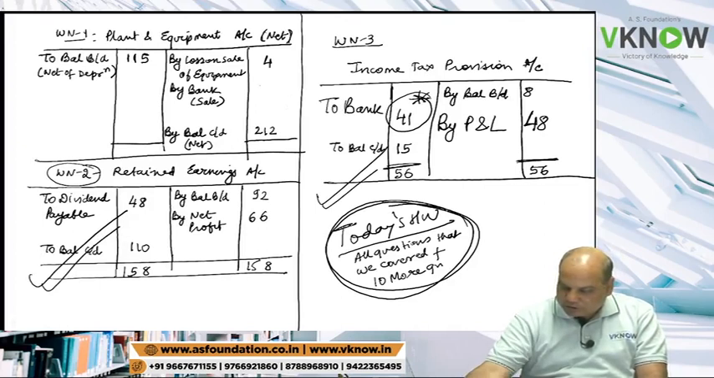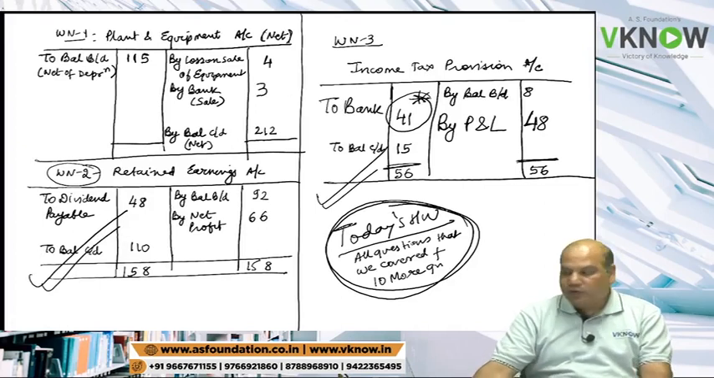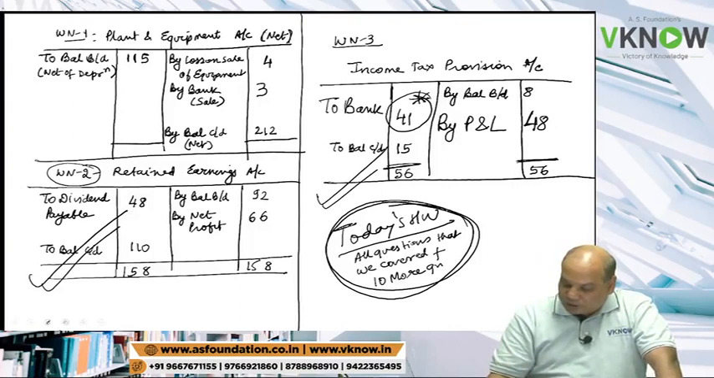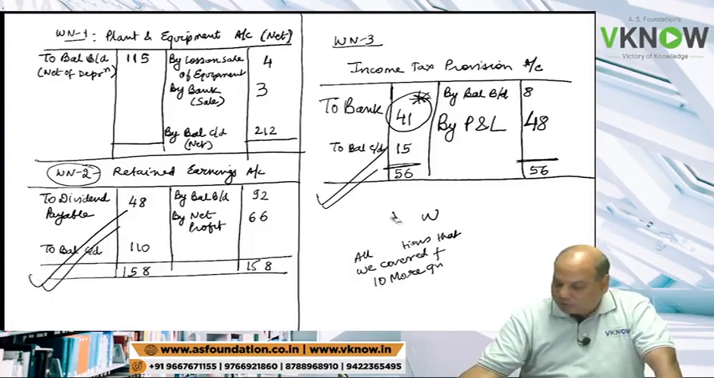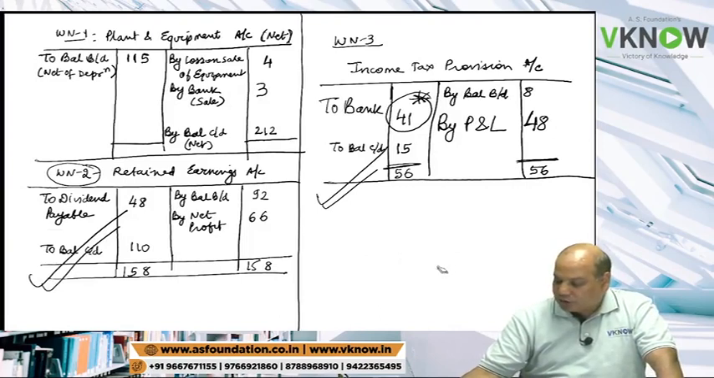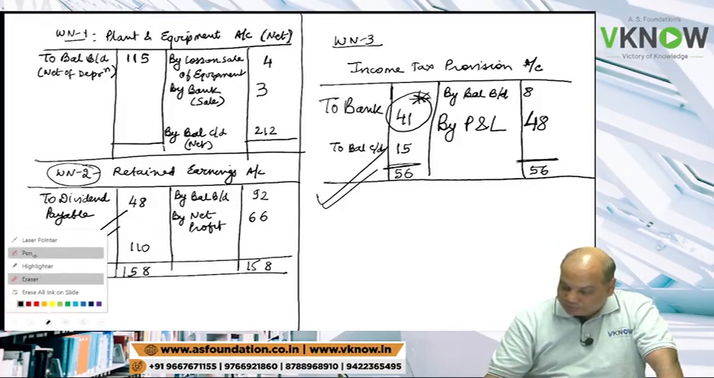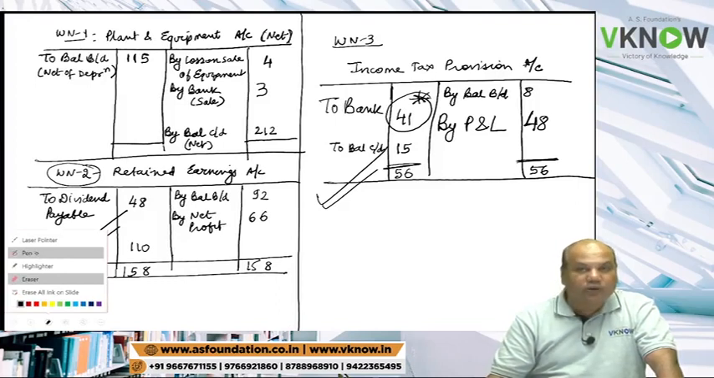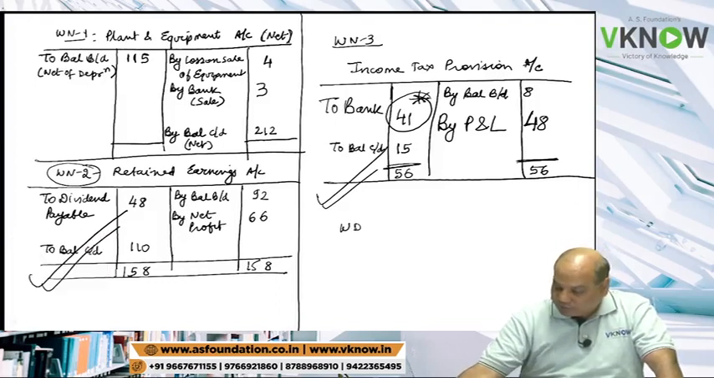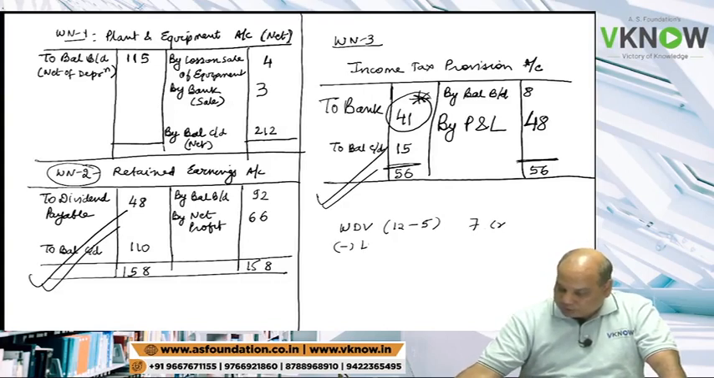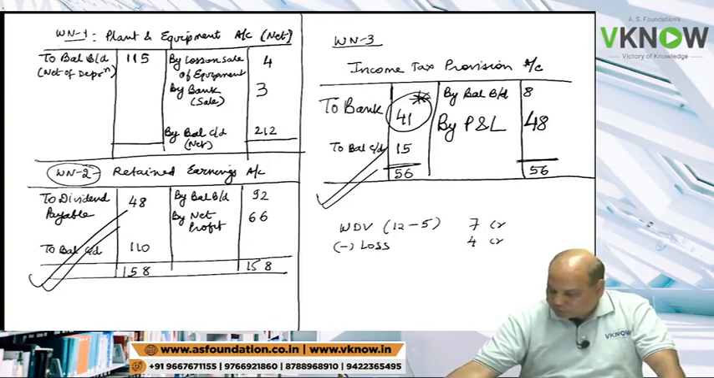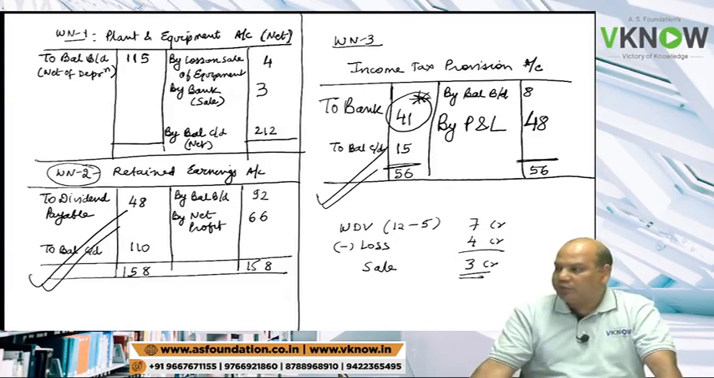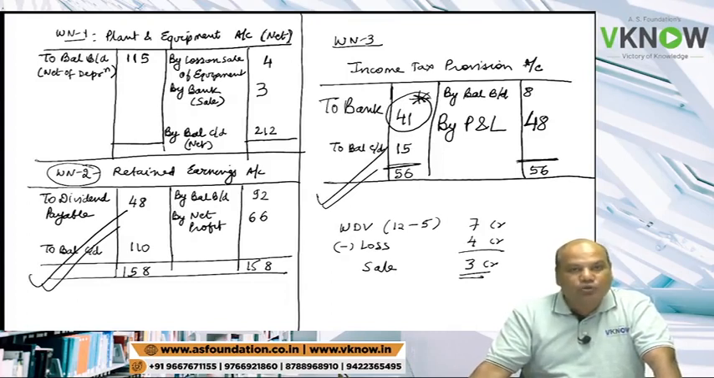If 3 crore is already given. If it was not given, we could have calculated it. Suppose the institute would not have given the figure of 3 crore, how will you calculate? WDV of the asset sold is 12 minus 5, 7 crore, less loss 4 crore, so sale value 3 crore. But your institute is very, very kind. They have given the 3 crore figure.